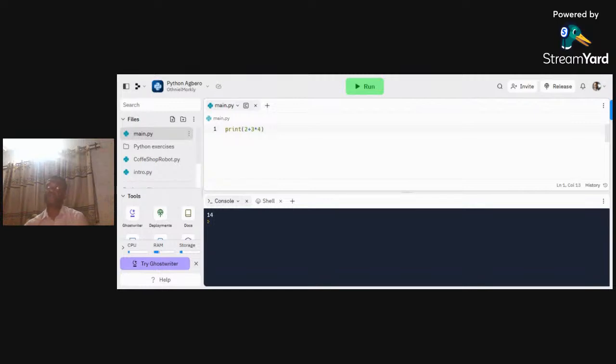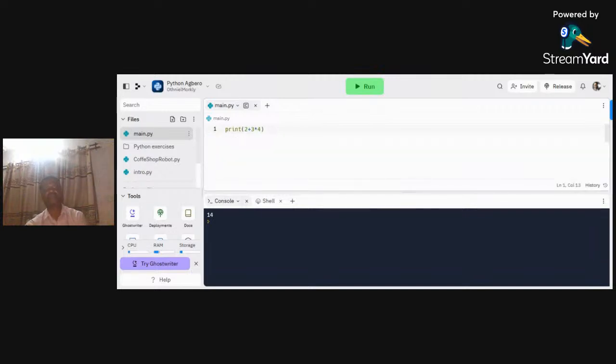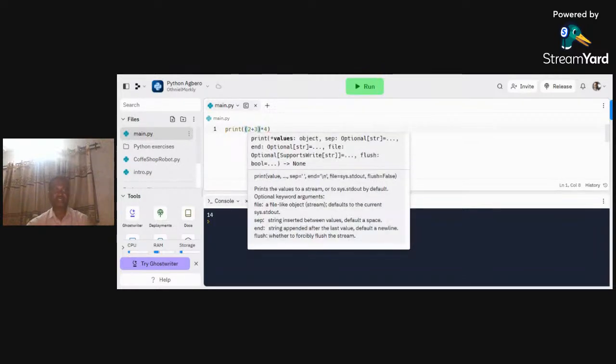Times 4 is what? 20. So why did it give us 14? What it did is that it added 3 times 4, which is 12. So it did the multiplication first before it added 2. But if you wanted it to do add 2 plus 3 first, then you have to put it in parentheses.